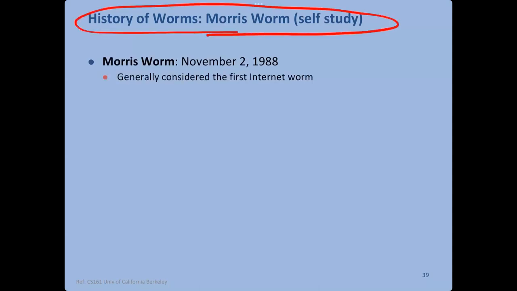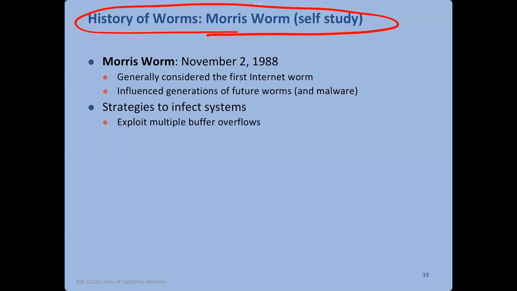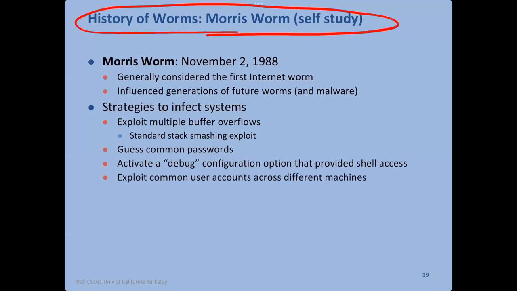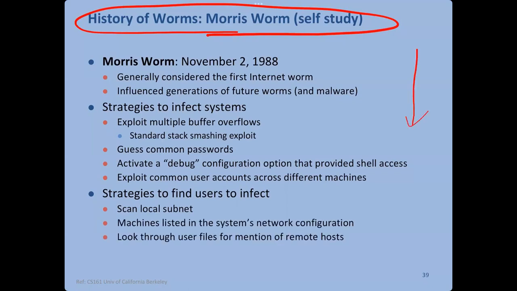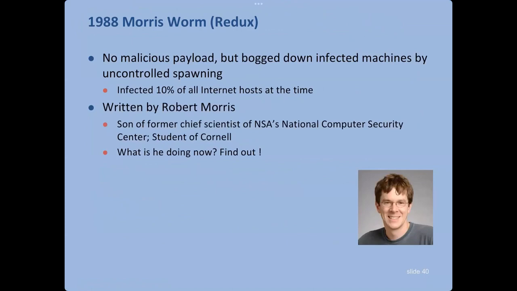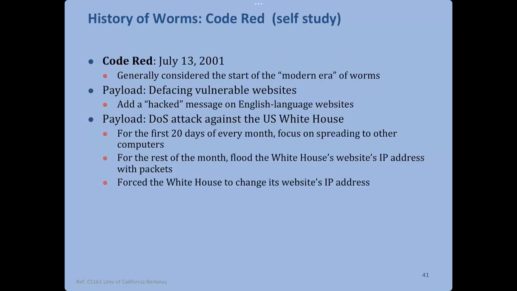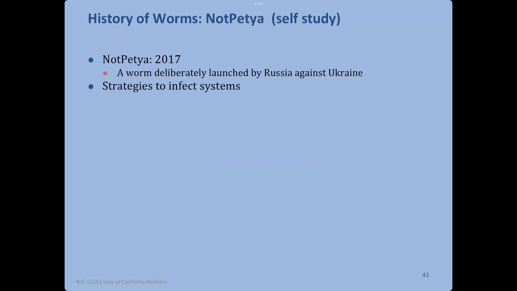All right, we'll not go into it. Please look into the Morris worm history. It's very interesting, because this guy, Robert Morris, was a student at Cornell, and he wrote the first worm that created a lot of havoc. Please go into the history of this. We'll not get into this one. Please read this.